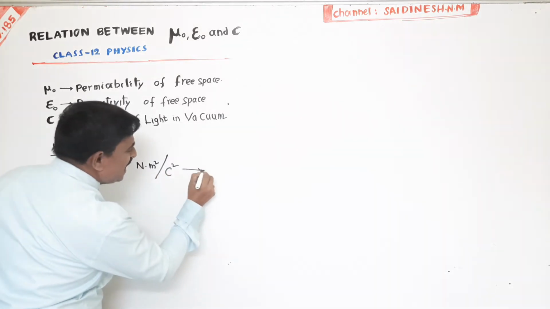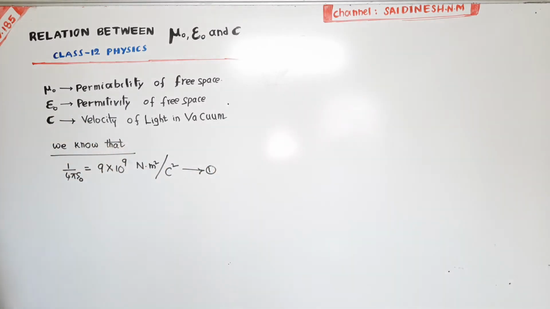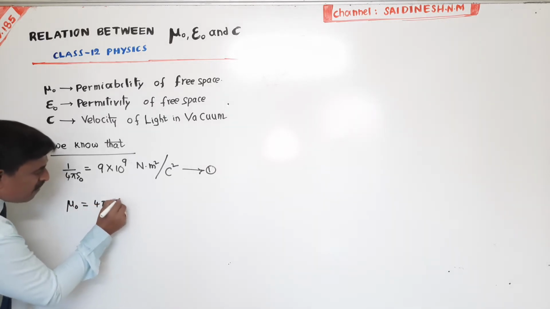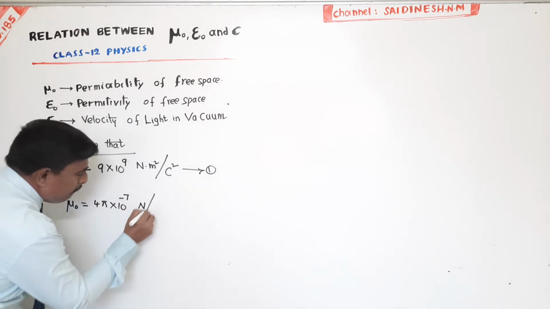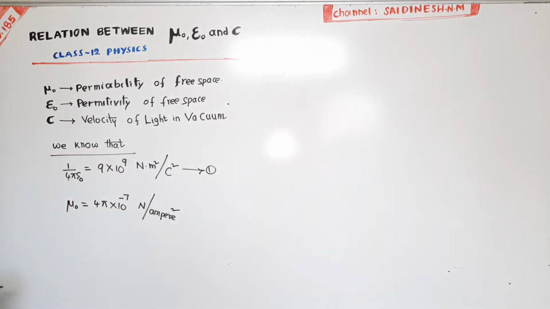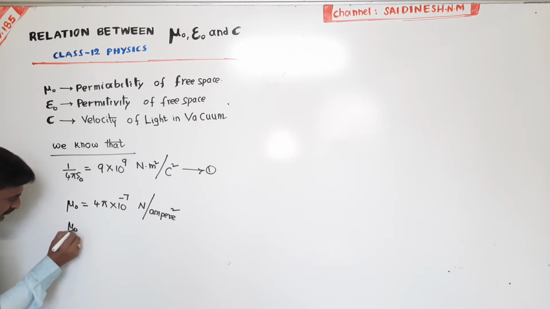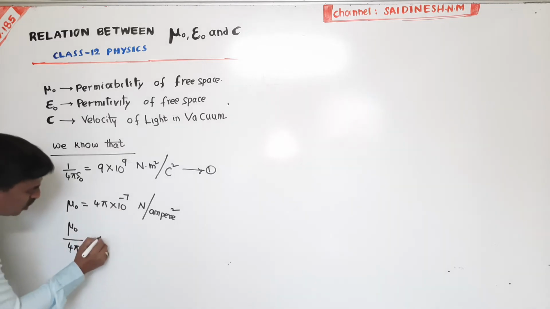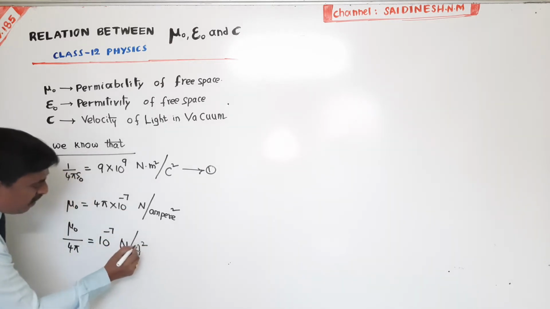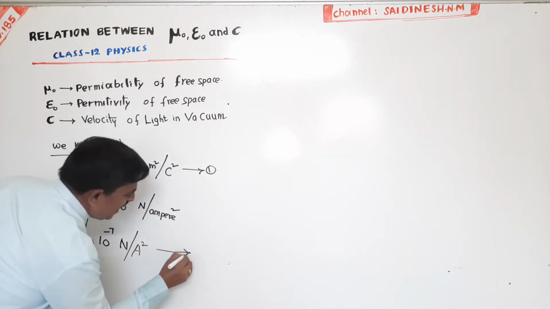I am taking this as equation number 1. We have one more formula. Mu naught is equal to 4 pi into 10 power minus 7 Newton per ampere square. Writing mu naught by 4 pi, that is equal to 10 power minus 7 Newton per ampere square. It is equation number 2.